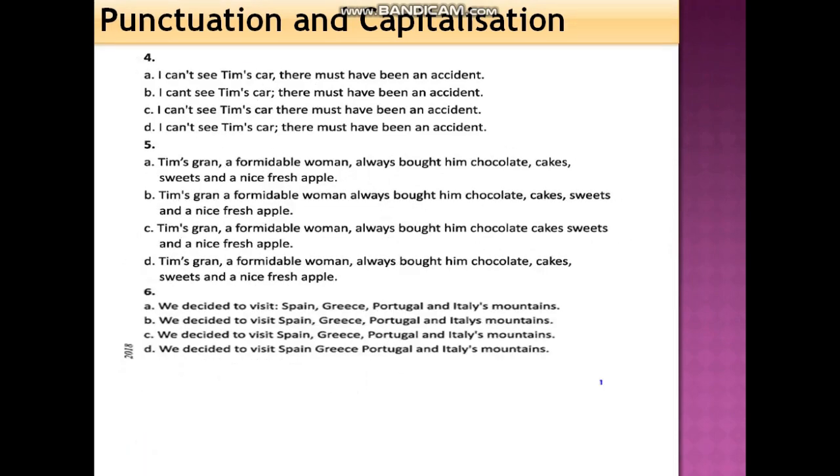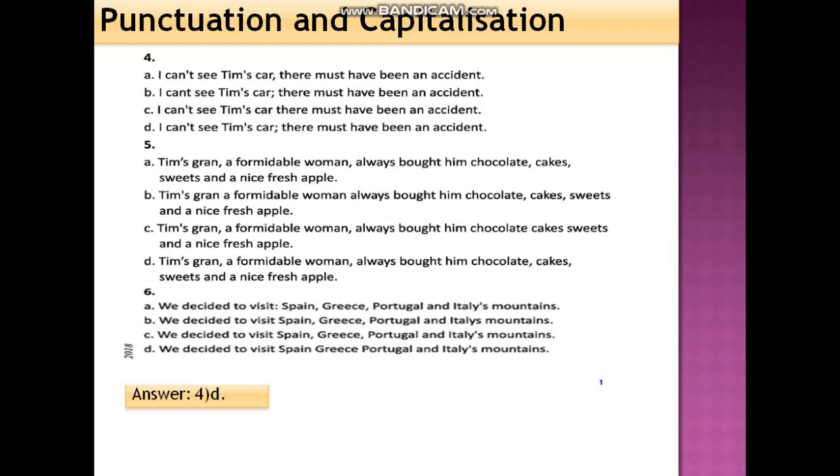Okay, come to the next slide. Number 4. Again, there are 4 options. Find out the correct one. Okay, student, have you done it? Let's match with mine. Number 4, answer is D.